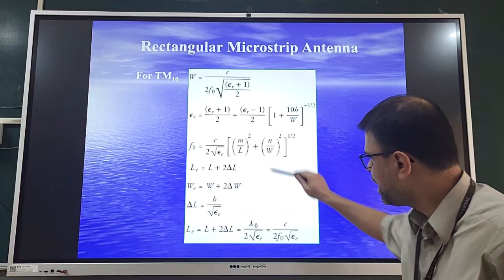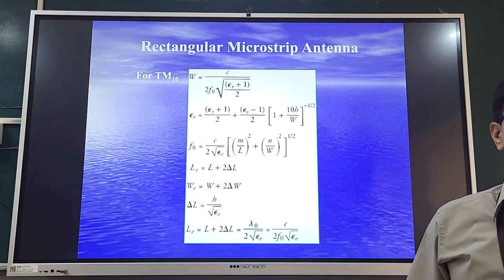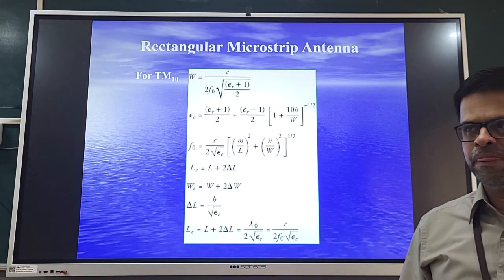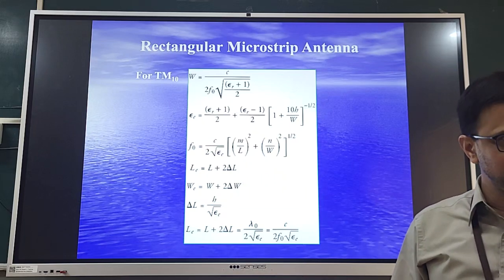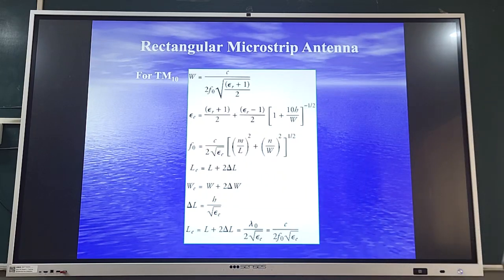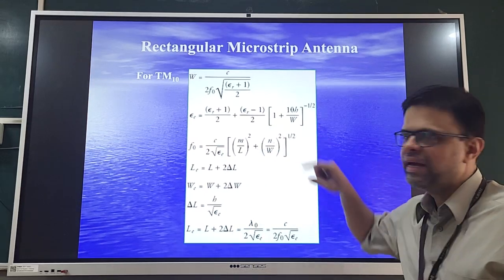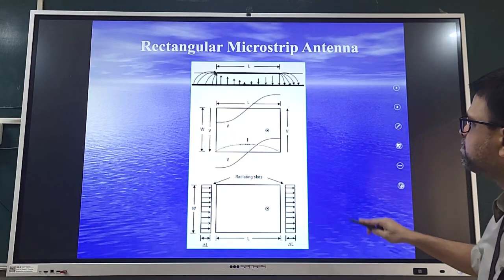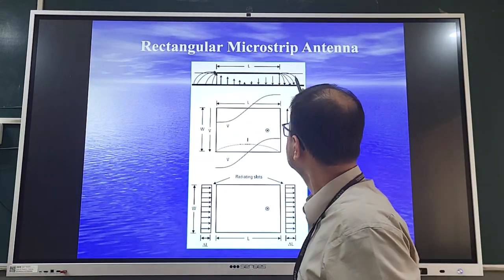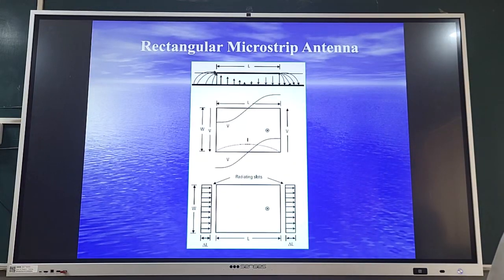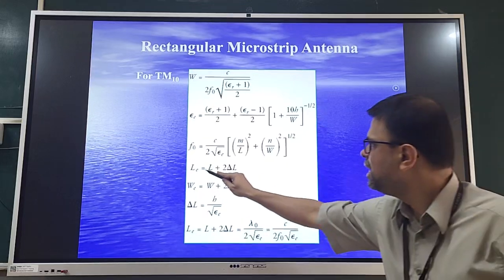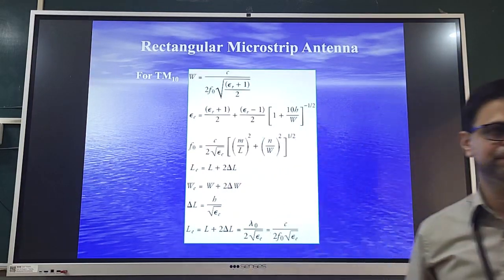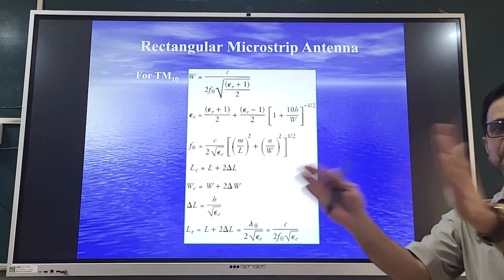From here I am going here by rearranging the terms on RHS and LHS. M is substituted as 1. N is substituted as 0. So you get LE. Now what is LE? LE is basically the length of the patch plus this fringing extension. If you see this, LE is equal to L plus 2 delta L. Delta L is the fringing on either side.